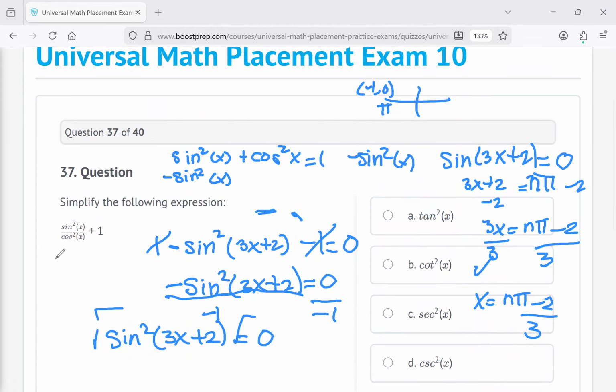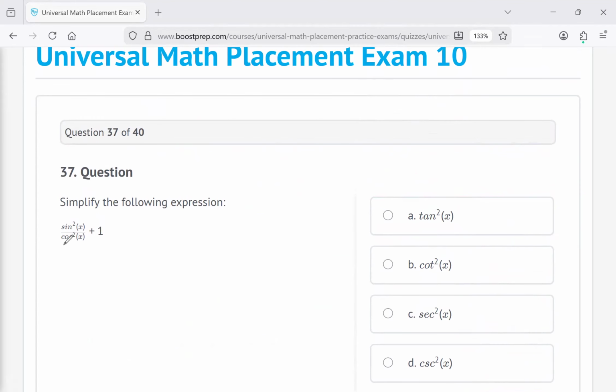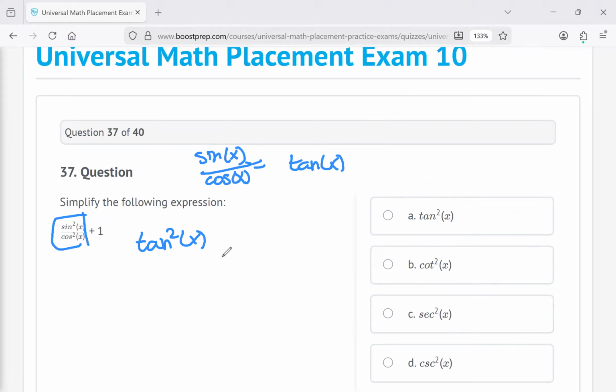Number 37, simplify the expression. We have sine square of x over cosine square of x plus 1. So this is an identity you know. I know that regular sine of x over cosine of x is equal to tan of x, right? But there's a square, so that's going to be tan square of x. So this whole thing simplifies as tan square of x and then plus 1.